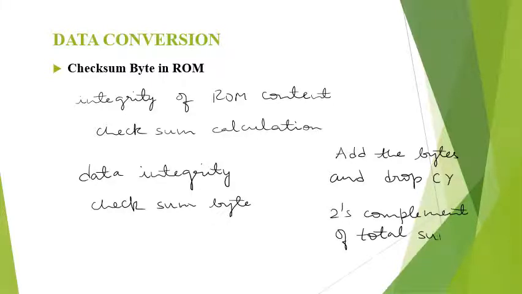So if this value is 00, then it means the data is not corrupted, else the data is corrupted. This checksum byte will become the last byte of the series of data. So let us see an example.